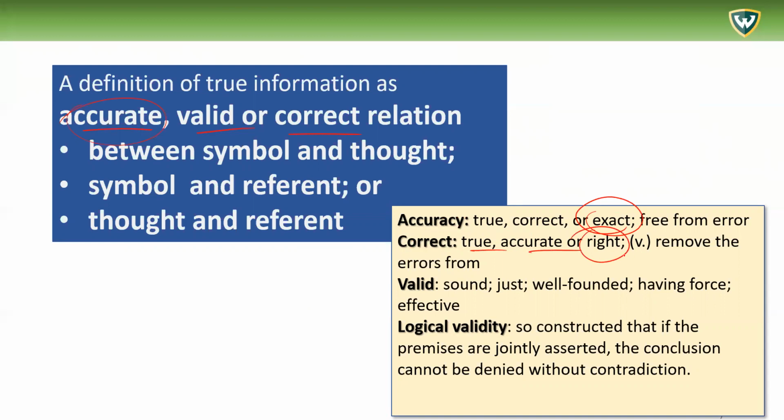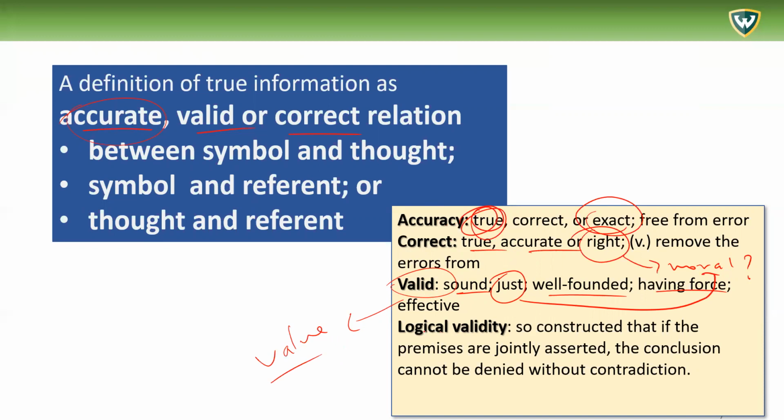Right has almost a moral sense, so I'm not really sure we want to use that term. Valid has definitions of sound and well-founded or having force. Valid probably comes from value, so that starts getting a little more ambiguous. Also, the word just, isn't that also a moral term? We're not going to get too deep into it. I just wanted to propose these words for now, to help understand this notion of truth and true.